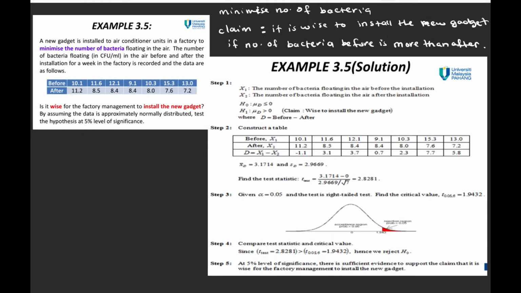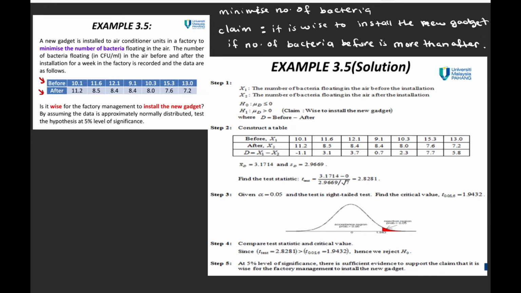For example 3.5, a new gadget is installed to air conditioner units in a factory to minimize the number of bacteria floating in the air. The number of bacteria in the air before and after the installation for a week is recorded in data as follows. So you have data before and after. Before means that before they install a new gadget, this is the data, number of bacteria. And after they install the new gadget to the aircon, this is the number of bacteria. So the question is, is it wise for the factory to install the new gadget? Test at 5% level of significance. Is it wise for the factory management to install the new gadget?